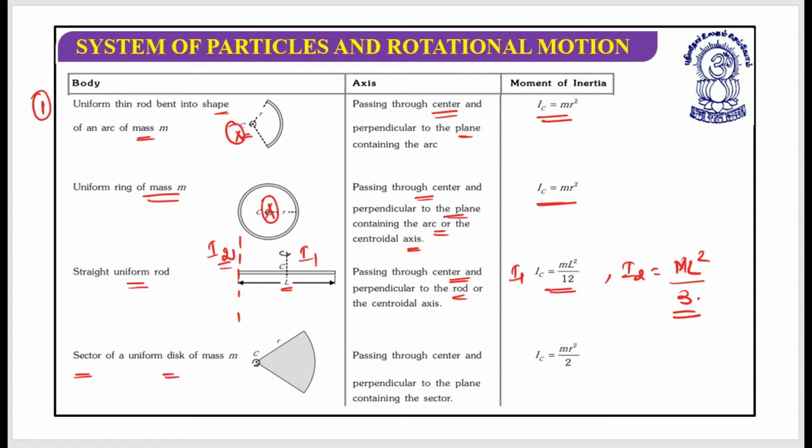Next, it's a sector of a uniform disk. This is a disk of mass m, with the rotational axis passing through here. If it is passing through the center and perpendicular to the plane containing the sector, then this would be mr square by 2. So for a ring it is mr square, for a disk it is mr square by 2. If the rod is rotated from the midpoint, it would be ml square by 12. If the rod is rotated from the end point, it is ml square by 3. Is that clear?